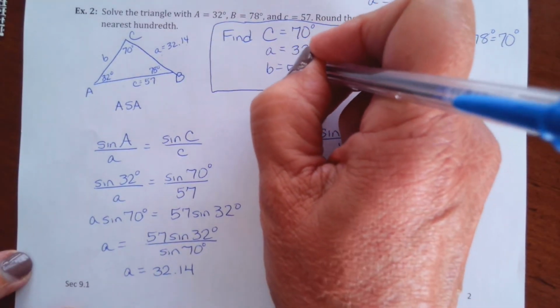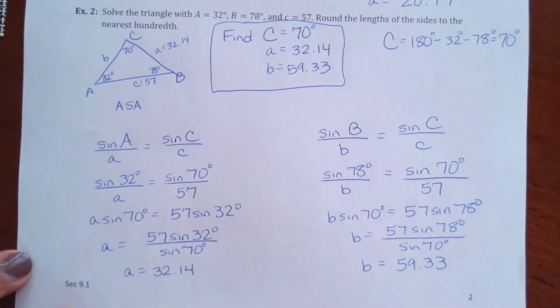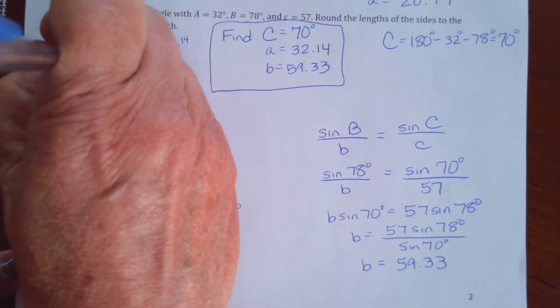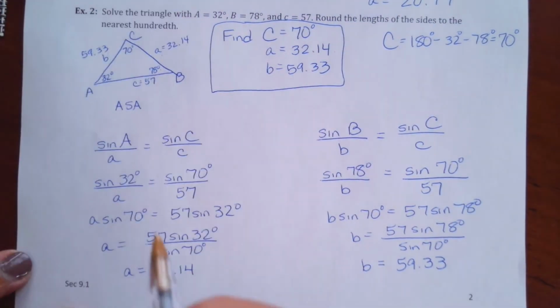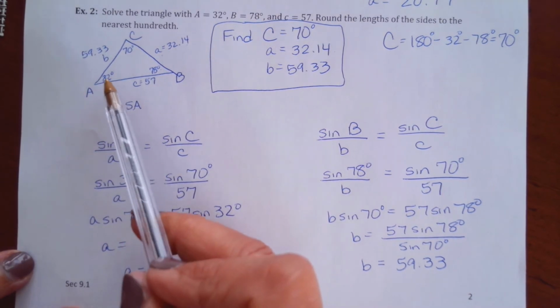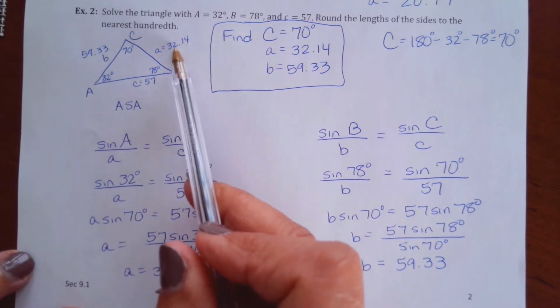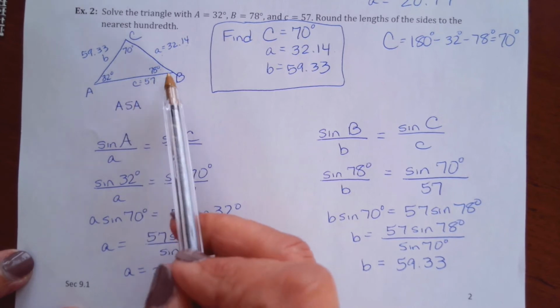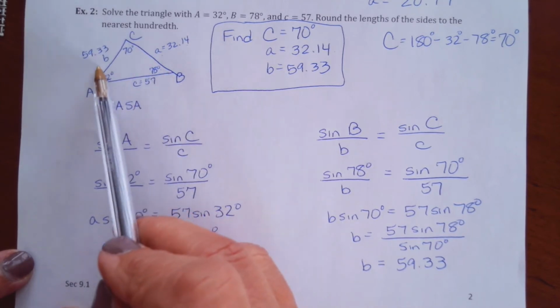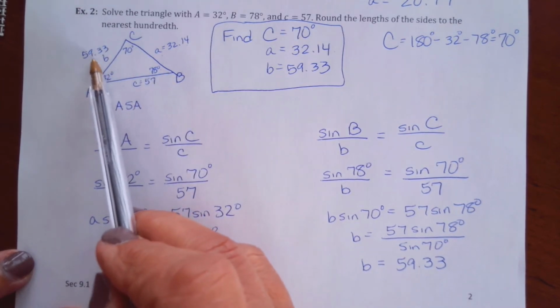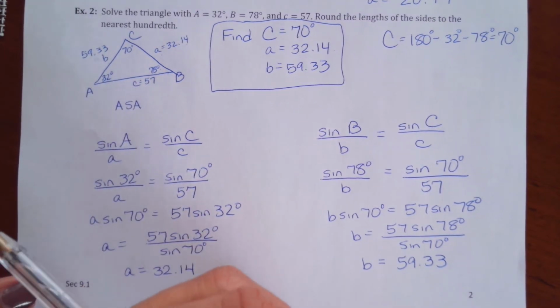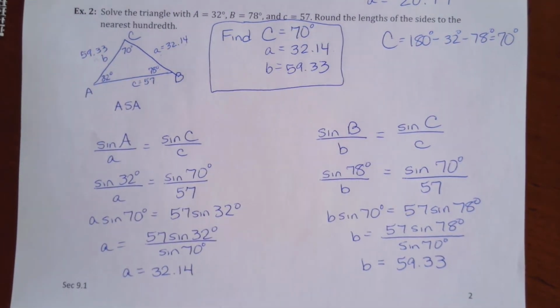Okay, so 59.33. If that's correct, just check your sides. A was the smallest angle, so that's the smallest side. Yes, it is. B was the largest angle, so this should be the biggest side, and it is. It's bigger than 57. It's not a surefire way to know that I did this exactly right, but pretty accurate: since my sides are in the right order, I did it correctly.